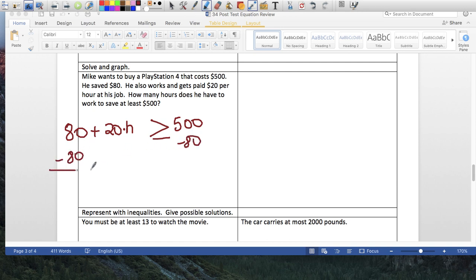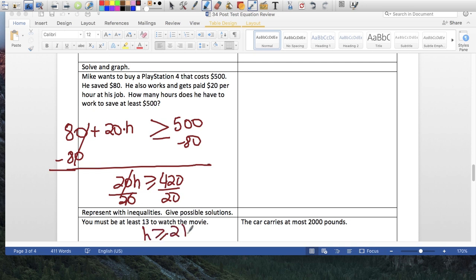Minus 80. So he doesn't really need $500, right? Because he already has 80. 20h comes down. What he really needs is $420. So he works and earns 20 bucks per hour. How many hours would he need to reach 420? Divide that by 20. Divide that by 20. The 20s become 1. And 420 divided by 20 is, h is greater than or equal to 21. So he needs to work 21 hours or more to reach at least $500. Okay.